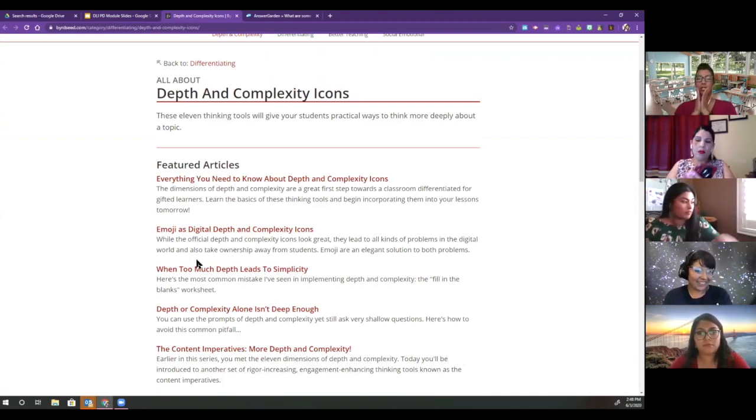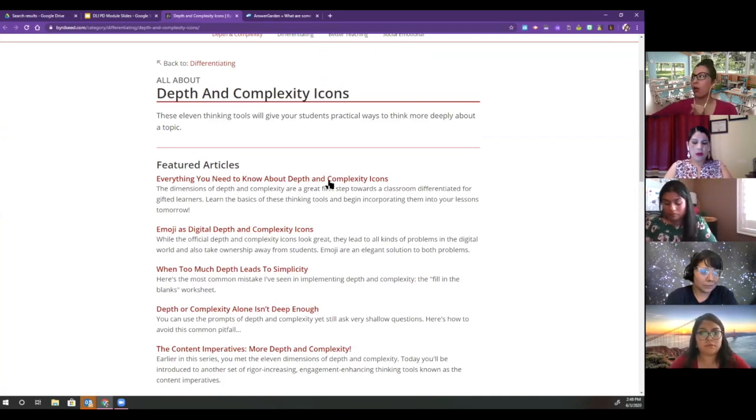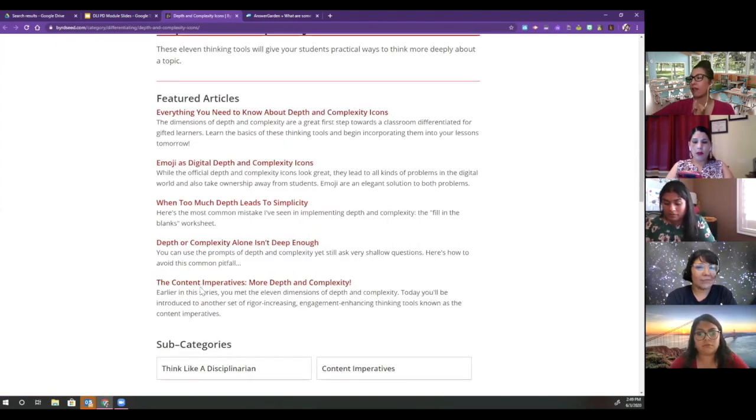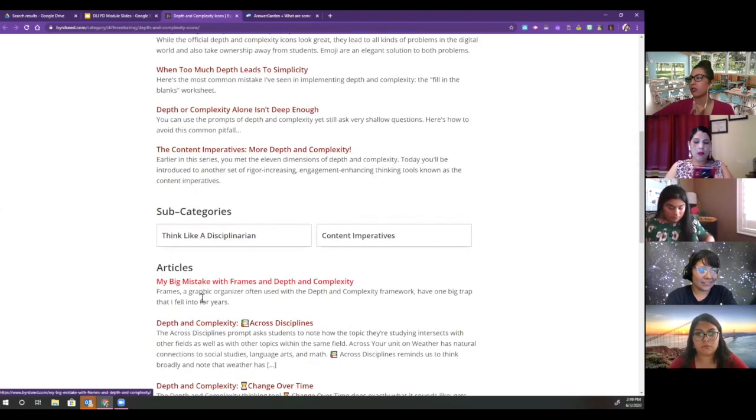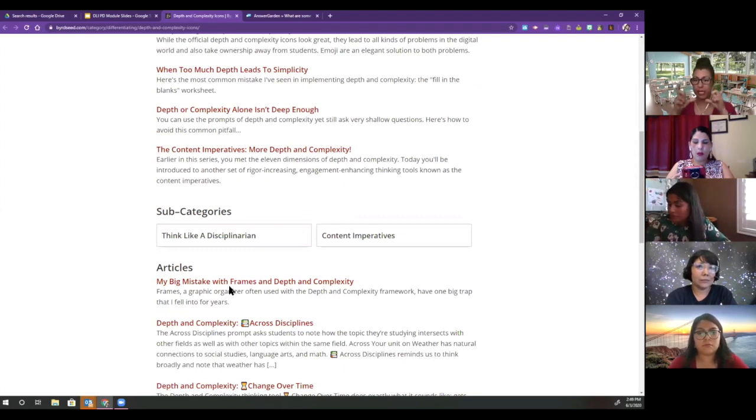And I mean, you can spend hours with this man's website here, but everything you need to know about depth and complexity, when too much depth leads to simplicity. I mean, he's got so many fantastic articles. My big mistake with frames. So every icon has like a black line master I mentioned, like a specific frame. And so he'll talk about things that don't think that you're using it right if you do this, and it will walk you through examples of how it has been used and how to avoid certain mistakes that you may get caught up in.